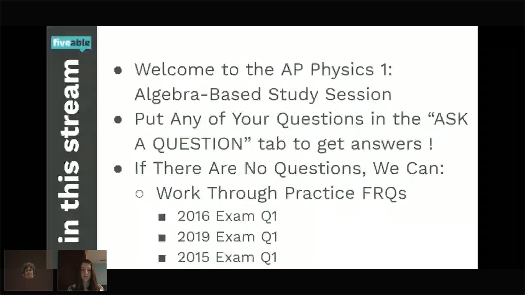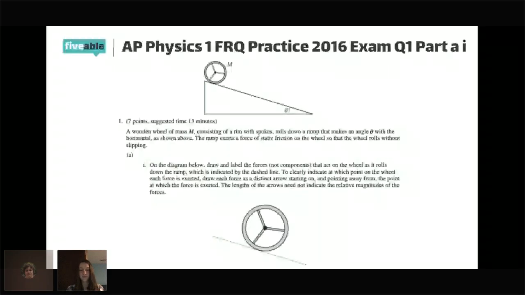Okay, so we can move on to the first FRQ. It says a wooden wheel of mass m consisting of a rim with spikes rolls down a ramp that makes an angle theta with the horizontal as shown above. The ramp exerts a force of static friction on the wheel, so the wheel rolls without slipping. On the diagram below, draw and label the forces, not the components, that act on the wheel as it rolls down the ramp, which is indicated by the dashed line.